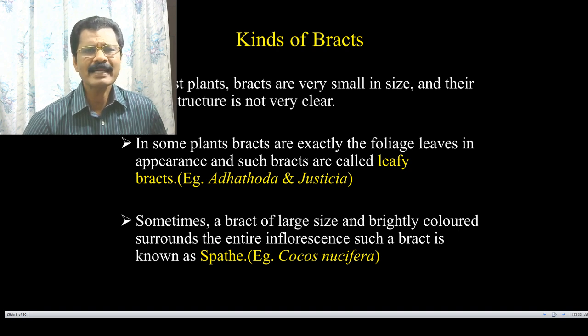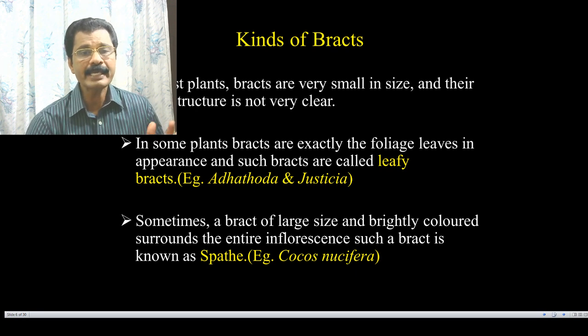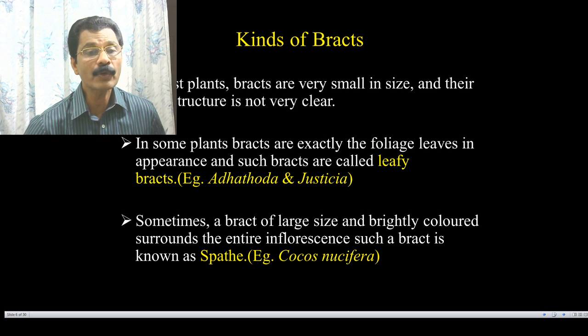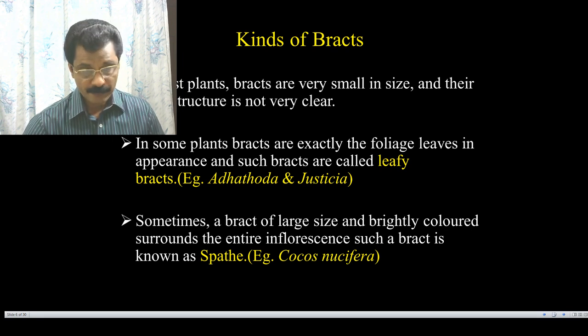In most plants, bracts are very small in size and their structure is not very clear. In some plants, bracts are exactly like foliage leaves in appearance and such bracts are called leafy bracts. Example: Adathoda, Justicia. Sometimes a bract of large size and brightly colored surrounds the entire inflorescence. Such a bract is known as spathe, as in Cocos nucifera, Areca, Colocasia, etc.